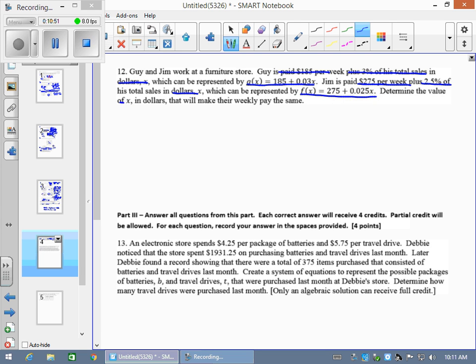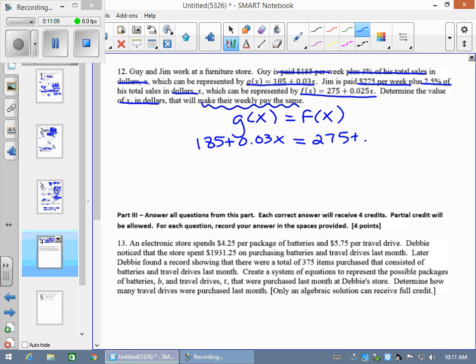So if I want to find out what X value makes their weekly pay the same, I need to set G of X equal to F of X. So I'm going to take the 185 plus 0.03X and set it equal to 275 plus 0.025X. And now I'm going to solve for X.